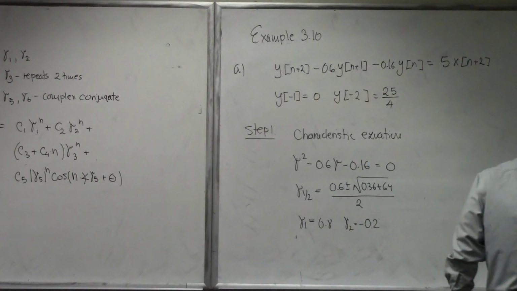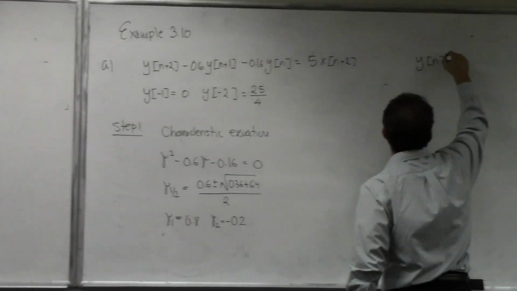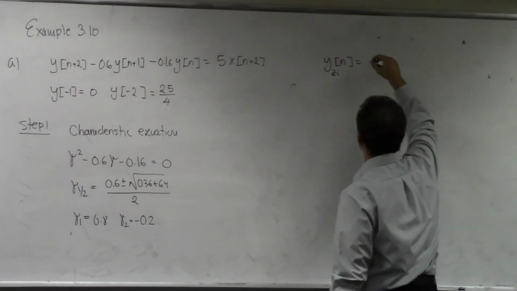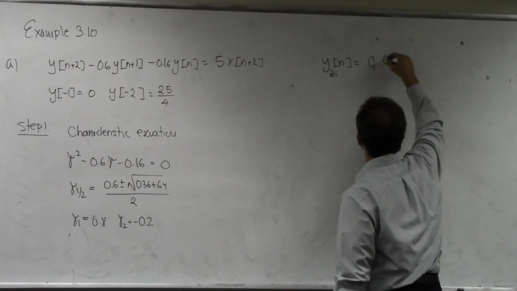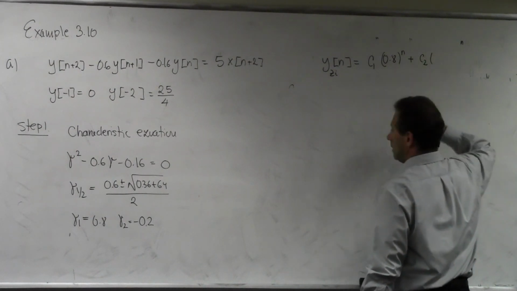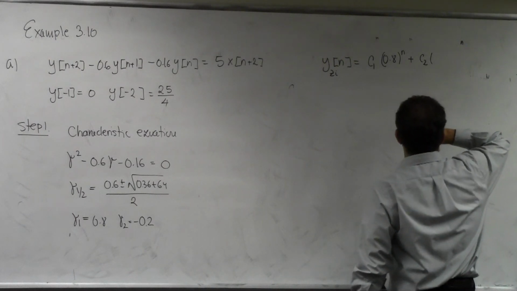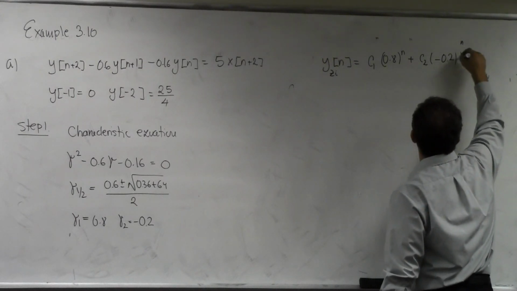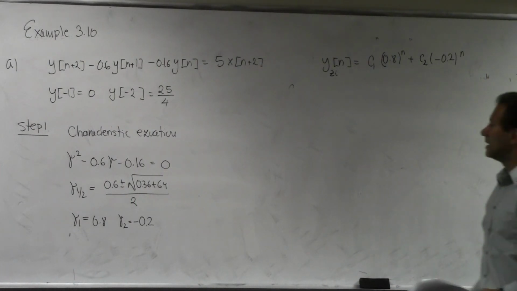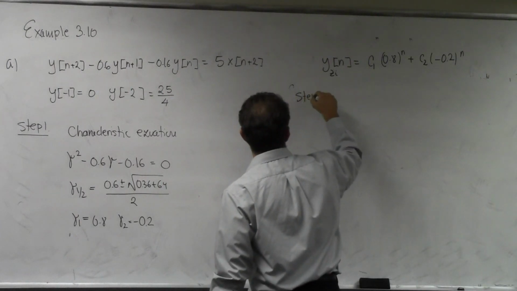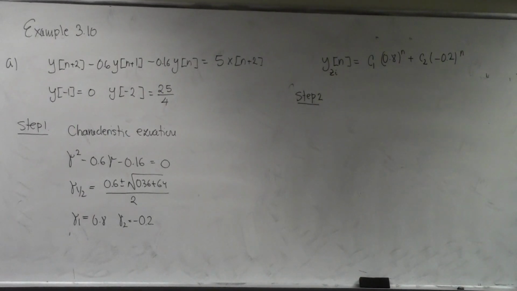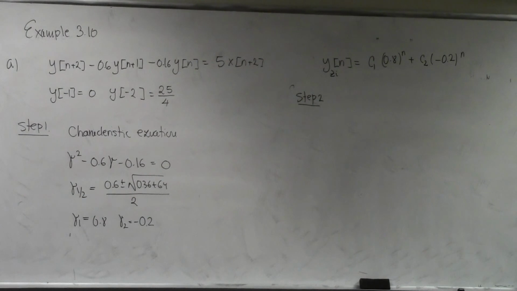So your y zero input of n is in the form C1 times 0.8 to the n, and then plus C2 times minus 0.2 to the power of n. So that's step 1. Step 2, there will be some constants here that need to be determined from the initial conditions.